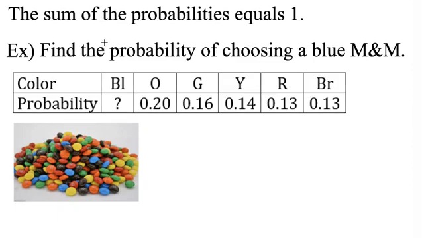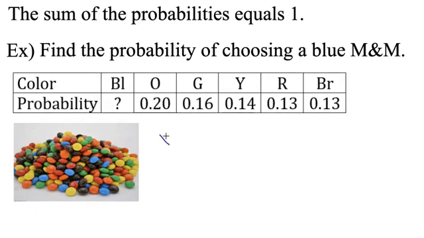We also know that the sum of the probabilities must equal 1. So in this example here, we have a big pile of M&Ms, and we have probabilities for all of the colors of M&Ms except for blue. Now, since these probabilities all have to add up to 1, we can use that idea to figure out the probability of choosing a blue marble.